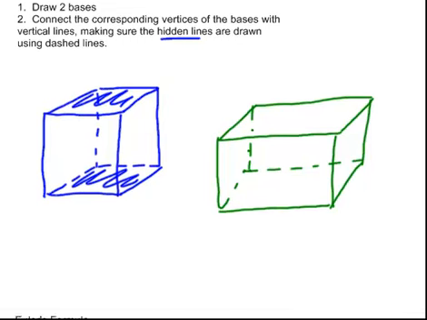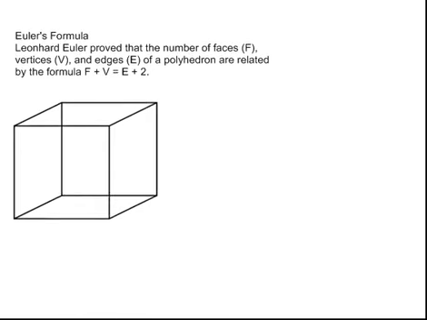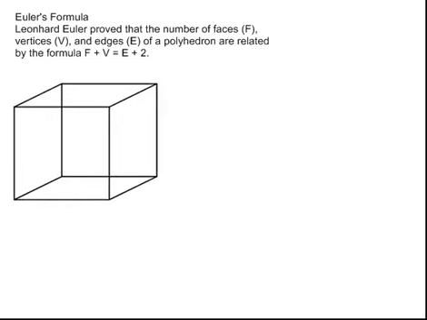And then let's talk about Euler's formula. Leonhard Euler proved that the number of faces, vertices, and edges of a polyhedron are related by the following formula. He found out that if you take the number of faces plus the number of vertices, that should equal the number of edges plus 2. So we have a cube here. Now a cube, as we can see, has 1, 2, 3, 4, the front being 5, the back being 6. So it has 6 faces.